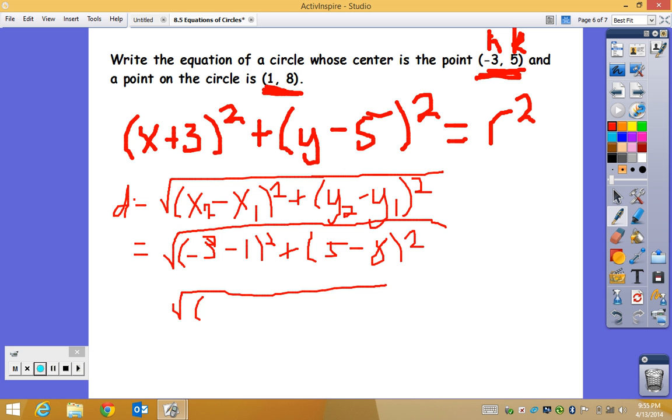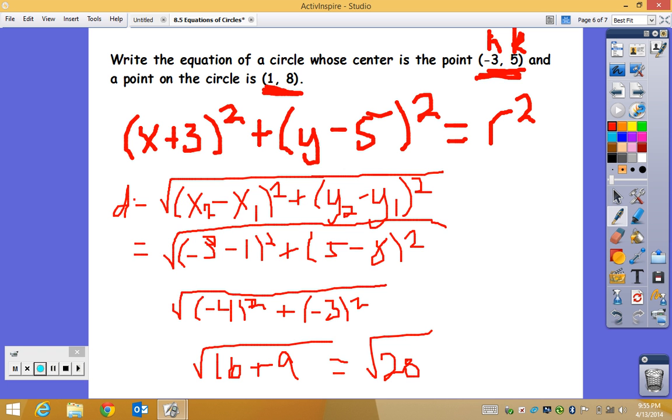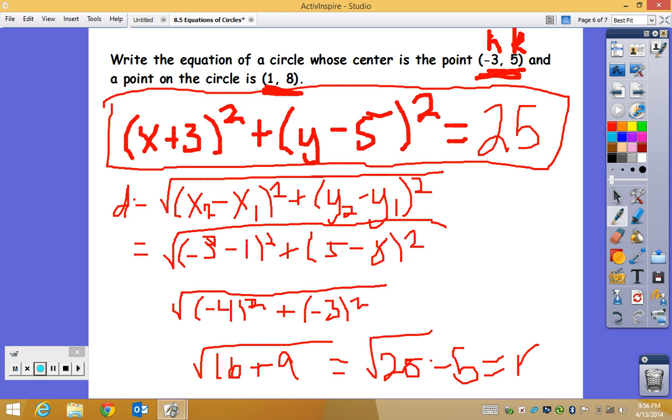So -3 minus 1 is -4 squared, and 5 minus 8 is -3 squared. So we have the square root of 16 + 9. That equals the square root of 25. So that equals 5. So our equation is, if we just plug this back in for our r squared up here, our r is 5, so 5 squared is 25. So our equation for this circle is (x + 3)² + (y - 5)² = 25.